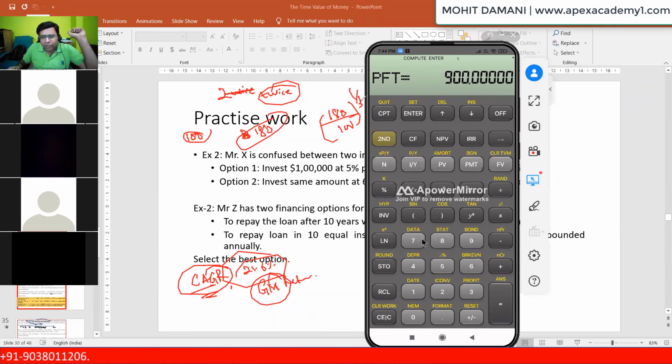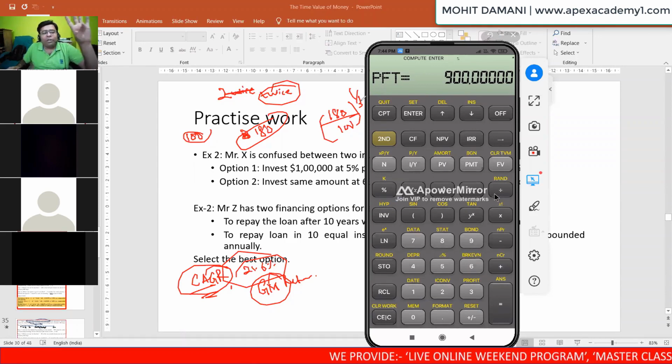These two functions are related, 7 and 8, data and stat. So I will come to it in one go. This is an important function. The bond is a very important function. I will come to it in one go. After I have completed all the small functions, we will deal with the big functions.